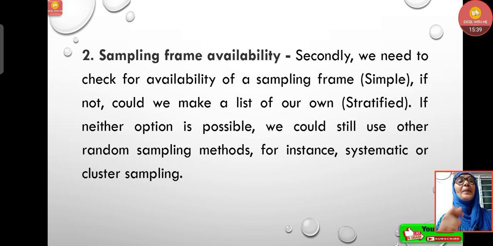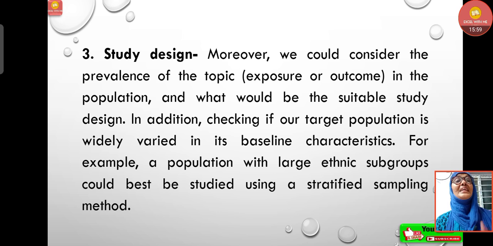The second one is sampling frame availability. We need to check for availability of a sampling frame. That is maybe simple. If not, could we make a list of our own, maybe stratified? If neither option is possible, we could still use other random sampling methods, for instance, systematic or cluster sampling. Then study design. This is very important. The third one, we could consider the prevalence of the topic, exposure or outcome in the population, and what would be the suitable study design that we can understand.